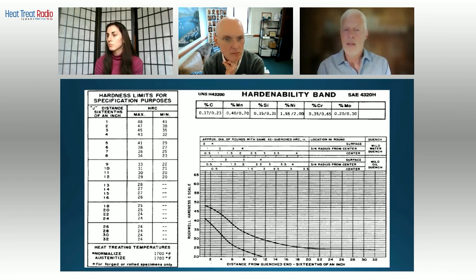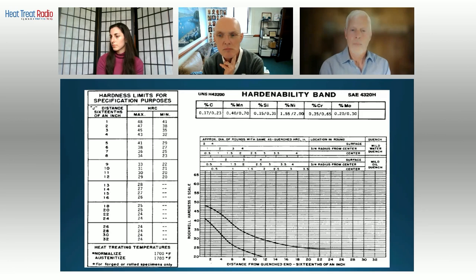So that is the definition of hardenability. It's the depth that a material can be hardened. And it's totally a function of chemistry. Totally a function of chemistry. Davenport and Bain, they did the logarithms for this in the 1920s, in the run-up to World War II.